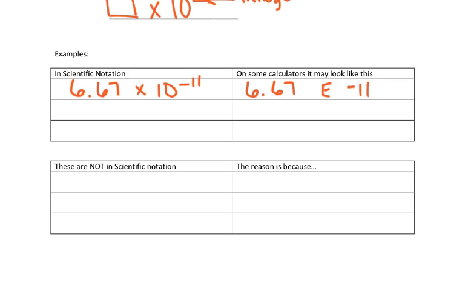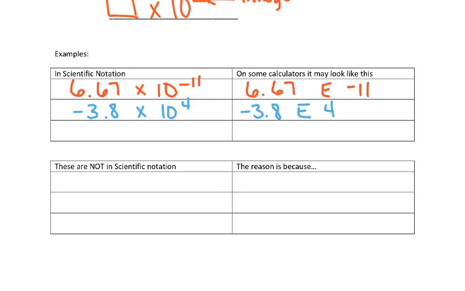Another example would be negative 3.8 times 10 to the 4th. Now this is in scientific notation because when we look at the first number, its absolute value, which is 3.8, is between 1 and 10. We are multiplying by a power of 10, and the exponent is an integer. So on your calculator, you might see negative 3.8 e 4, and that's the same thing.